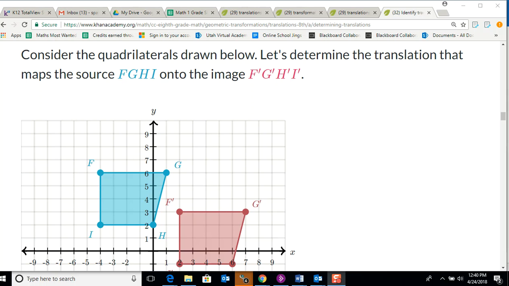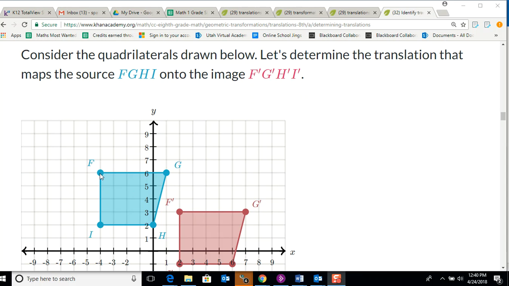Okay, you guys, so I lost track of what quiz question number we're on, but I believe it is question number 9. So if you will write question number 9 down for this next problem, it says, consider the quadrilateral as drawn below. Let's determine the translation that maps the source, FGHI, onto the image, FGHI, so the translation of FGHI.